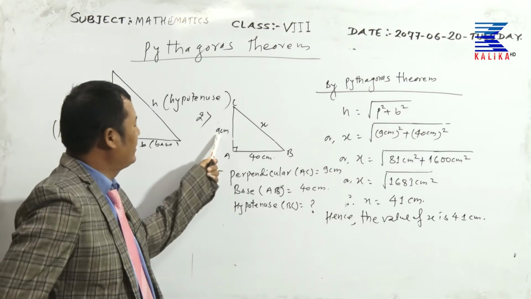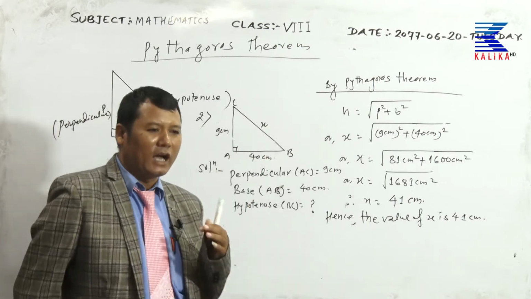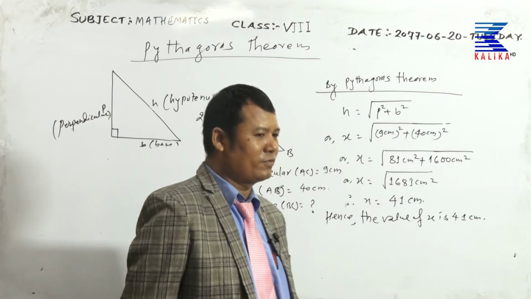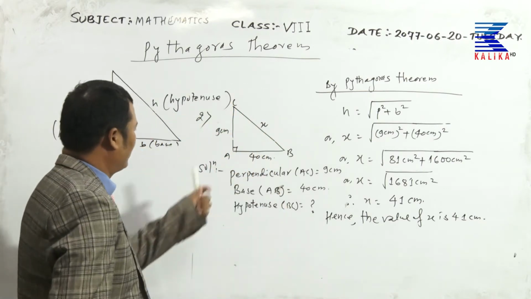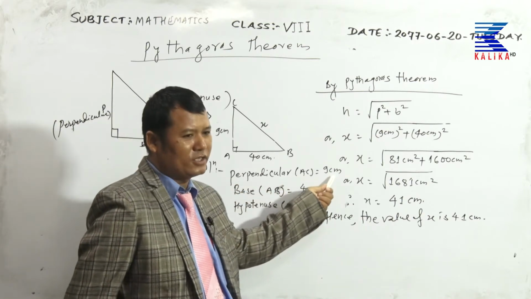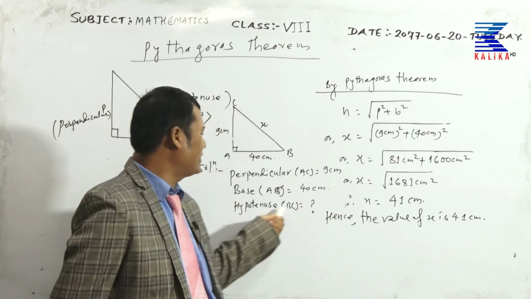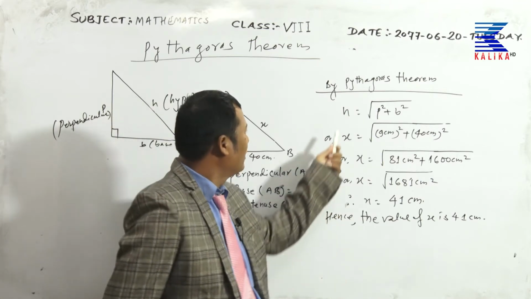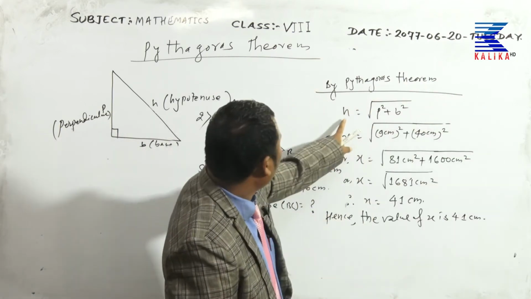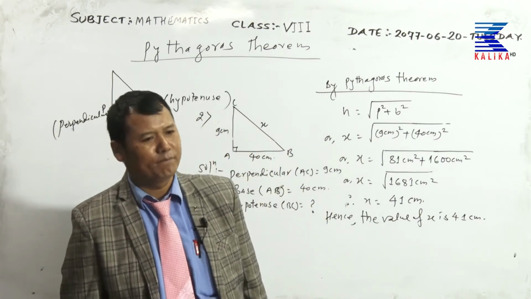9 is the perpendicular, 40 is the base, and x is the hypotenuse. The hypotenuse is the unknown term here. To find the hypotenuse: perpendicular is equal to 9 cm, base is equal to 40 cm, and hypotenuse is equal to what? By the Pythagoras theorem, h is equal to the square root of p square plus b square.